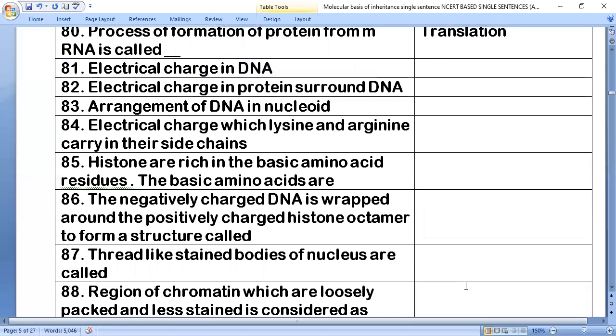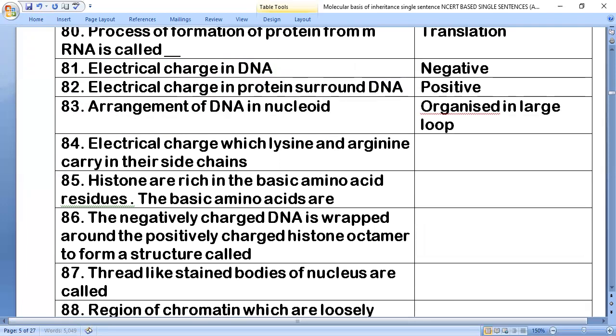Electrical charge in DNA: negative. Electrical charge in proteins around DNA: positive. Arrangement of DNA in nuclei: organized in large loops held by proteins. The electrical charge which lysine and arginine carry in their side chains: positive.